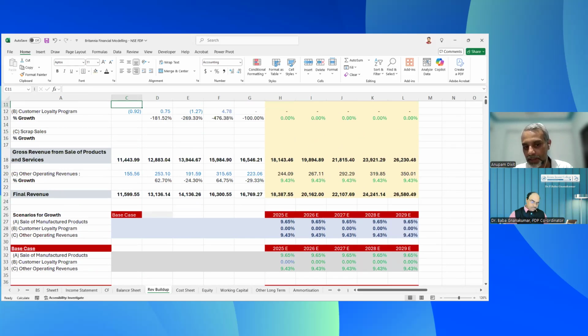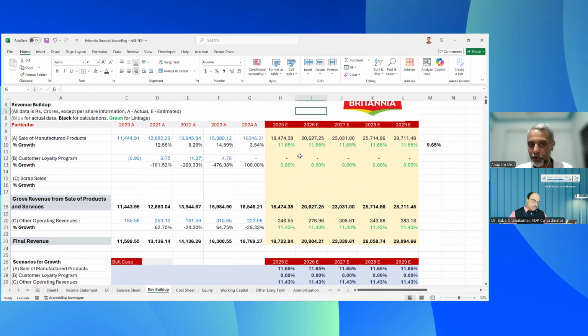If I take a bull case here and I go up here, our growth rate for 2025 now is 11.65%. If I take it as a base case, it becomes 9.65%. So this cell here is driving the growth rate and therefore driving the values above it. If the growth rate is 9.65% for sale of manufactured products, which is almost 100% of the sales in the next estimated years, what would be the sales?